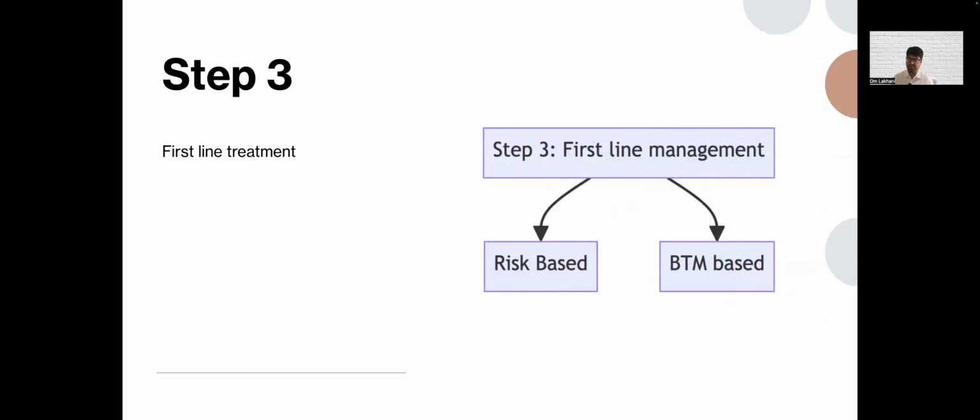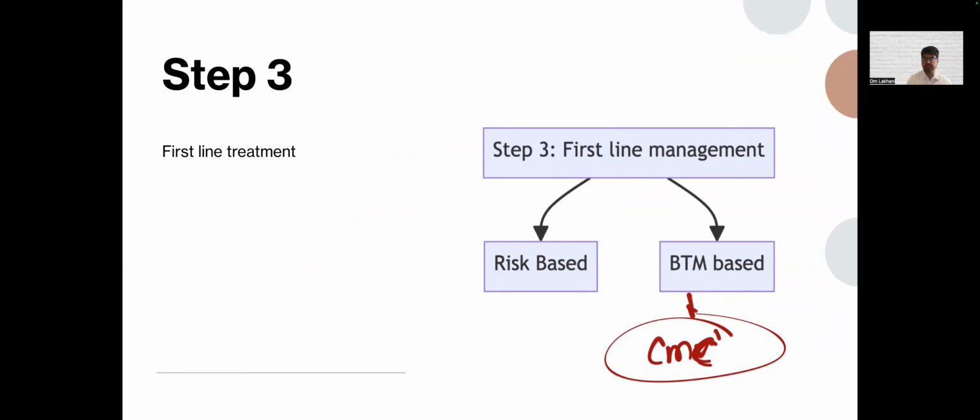Now, we have already done the risk assessment. After you've done the risk assessment, you move to step 3. That is the first line management of these patients. Now, you can do it 2 ways. There is the risk-based approach, and second is the bone turnover-based approach. This has been innovated by CMC Vellore. I'm really proud to say that CMC Vellore from India has been pioneering the bone turnover marker-based assessment.